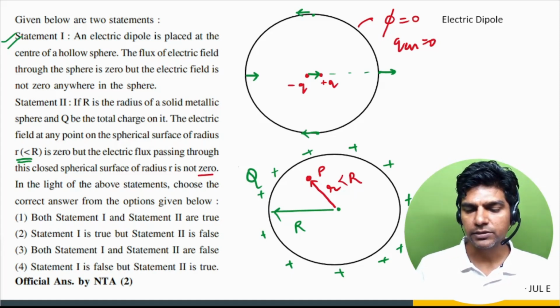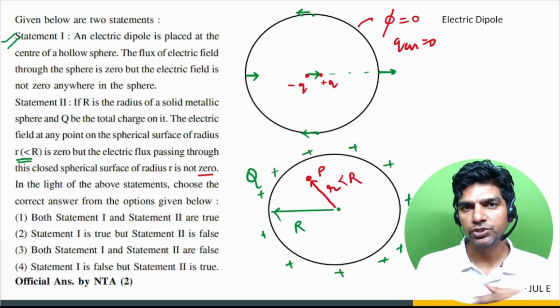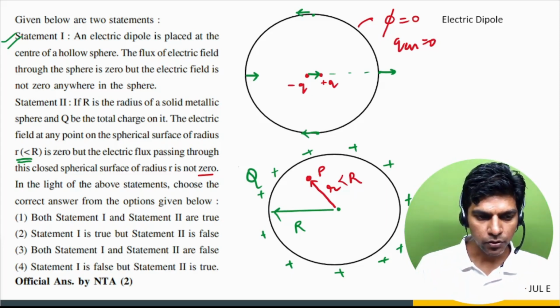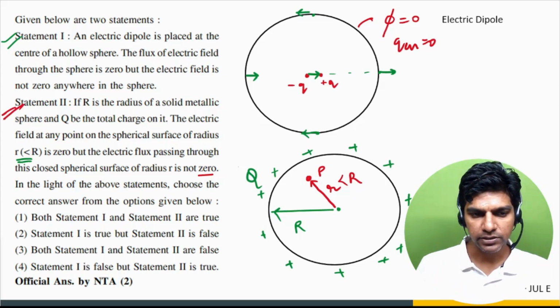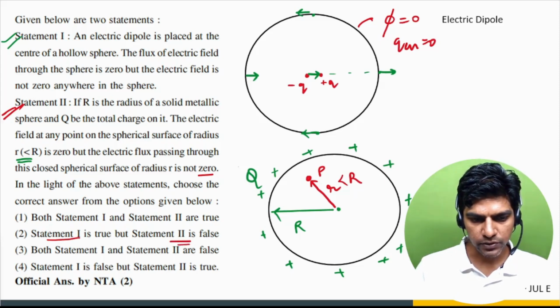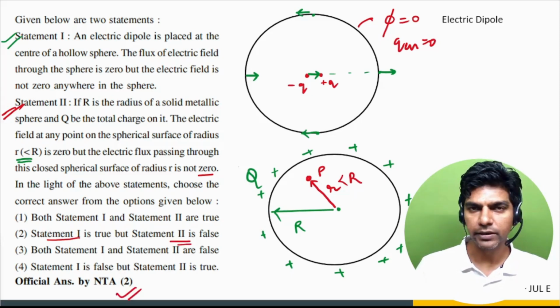So flux in this case is also zero because the charge on a spherical shell always resides on the outer surface. So there will be no flux linked with this sphere, right? So statement 2 is incorrect, whereas statement 1 is fine. So statement 1 is true, but statement 2 is false. So option 2 is the right answer.